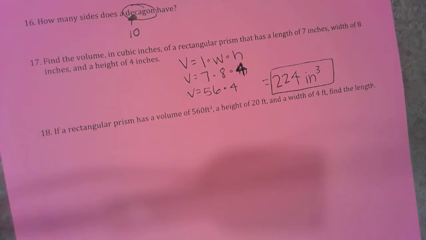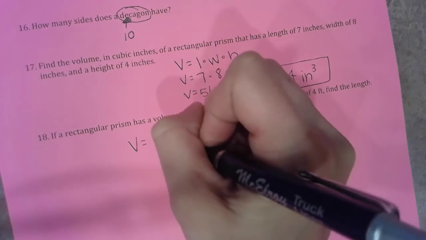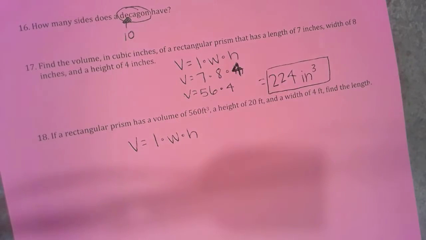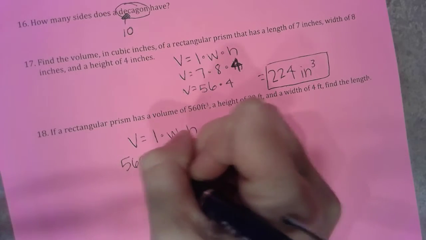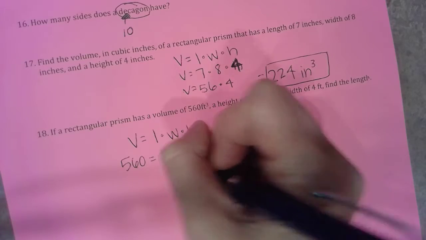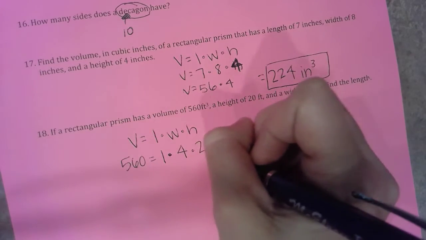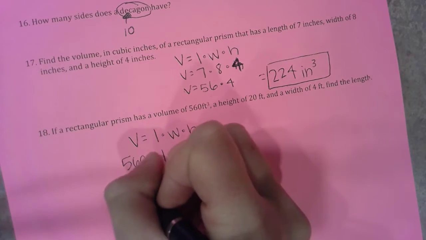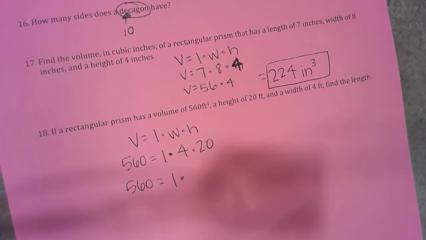And then same thing here. A rectangular prism has a volume. So they give us the volume here, and we're looking for length. The rectangular prism formula for volume is length times width times height. I'll just plug in what I know. So 560 equals length. I'm looking for that, so I'll just put L. My W is 4, and my height is 20. So 560 equals L times 4 times 20, which gives us 80.